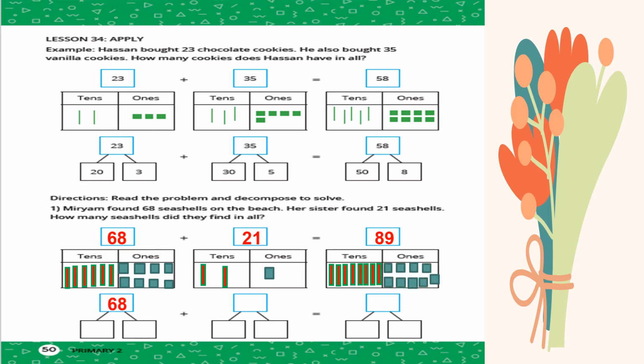Let's decompose 68. In tens, how many zeros? Yes, 1 zero. So 6 with 1 zero, it will be 60. In ones, how many zeros? Nothing. So 8, it will be 8 as it is. Let's decompose 21. In tens, 20. In ones, 1 as it is. Let's decompose 89. 80 plus 9.